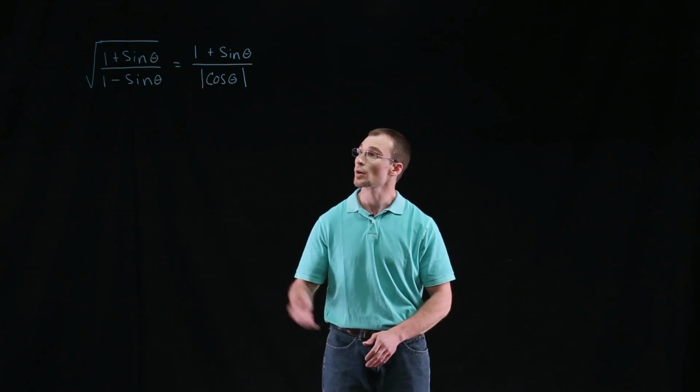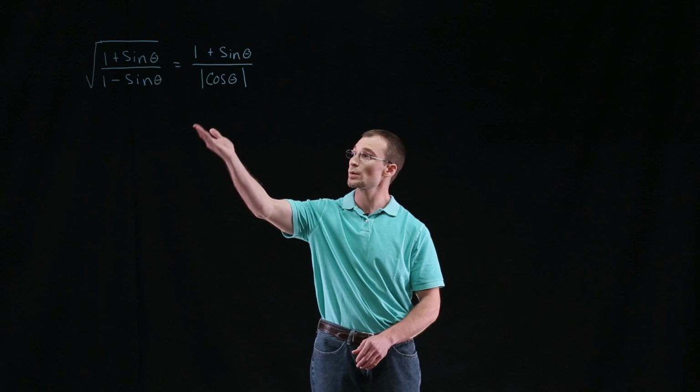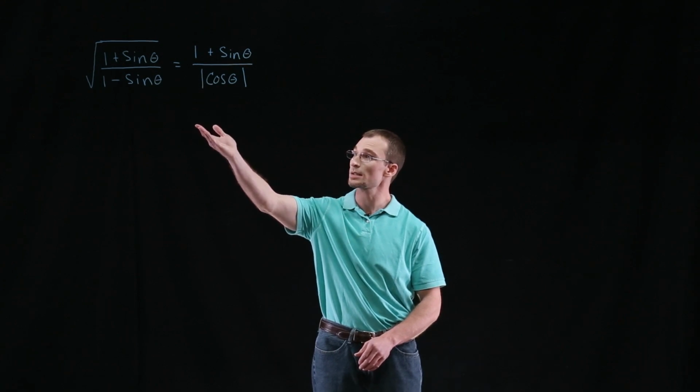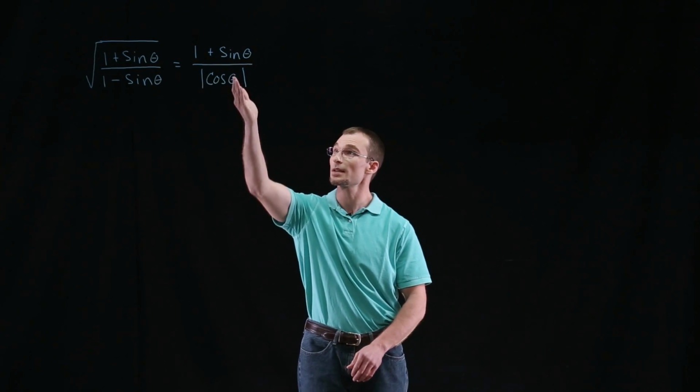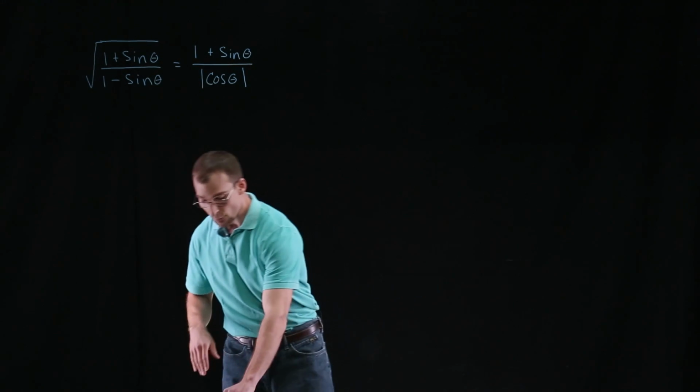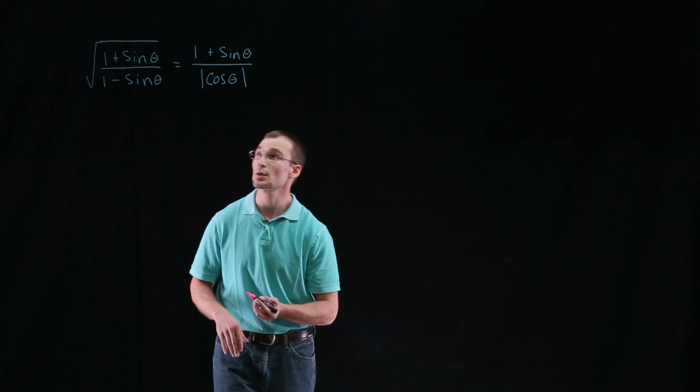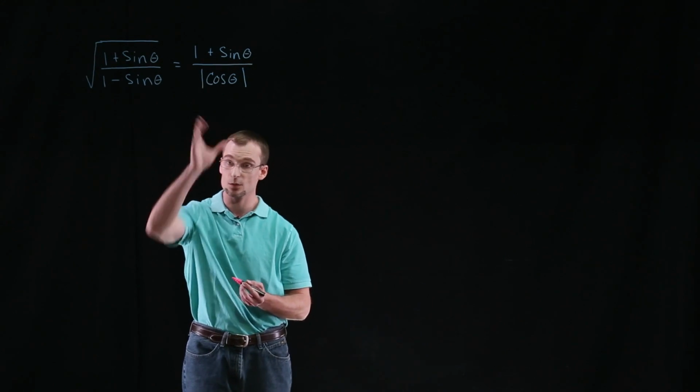Welcome everyone, I'm Adam. And in this problem, we're going to be verifying the identity: the square root of (1 plus sine theta divided by 1 minus sine theta) is equal to (1 plus sine theta) divided by the absolute value of cosine theta. Now when verifying identities, what we want to do is show that one side of the equation is equal to the other.